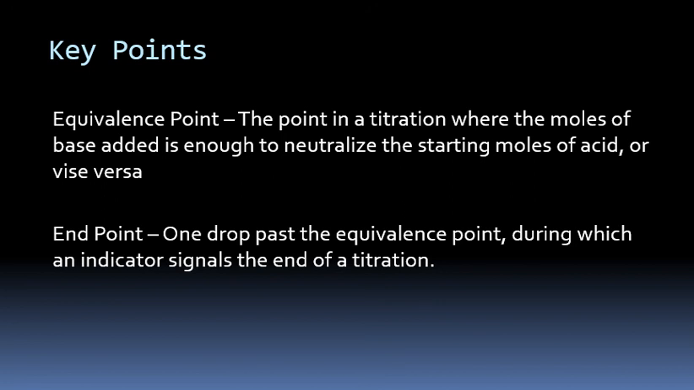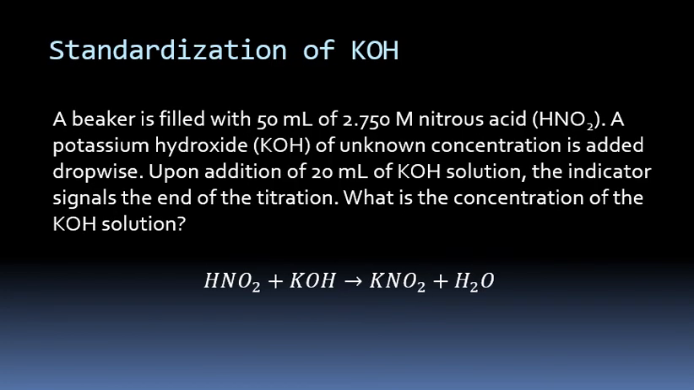The indicator might change the solution from one color to another. It might go from colorless to colorful, or it might just go from colorful to colorless. Depends on the situation you're working with. Now then, let's actually get into using the math of titrations. One situation is where you might want to standardize a solution of potassium hydroxide. Standardization basically means you're going to neutralize that solution in order to determine its concentration.